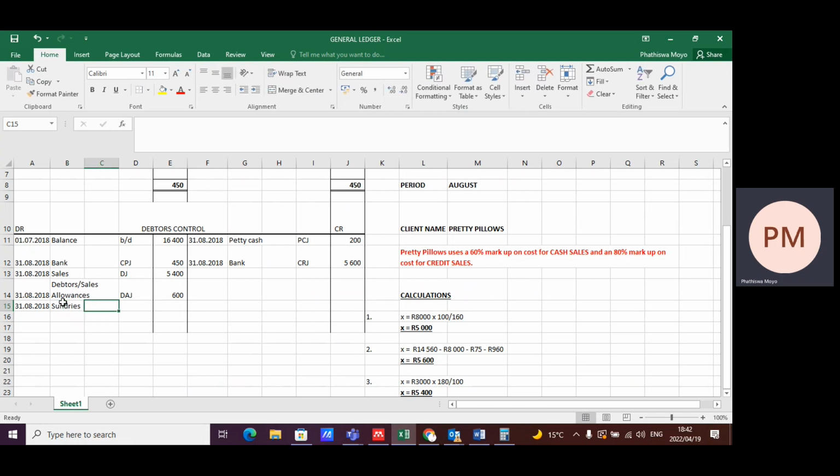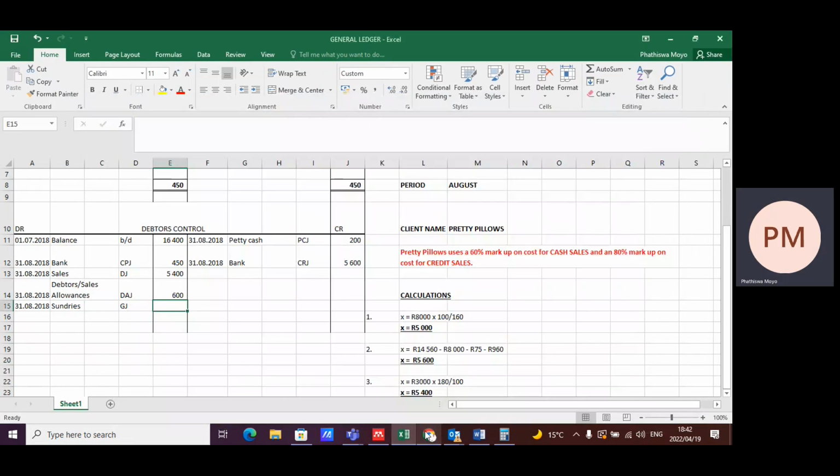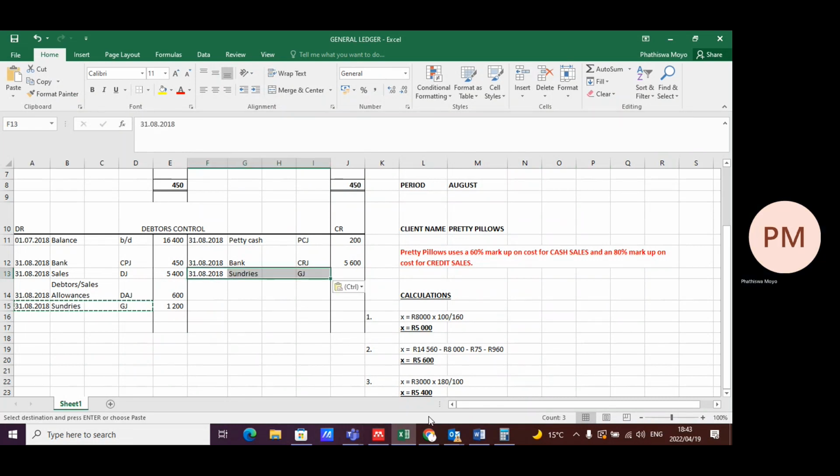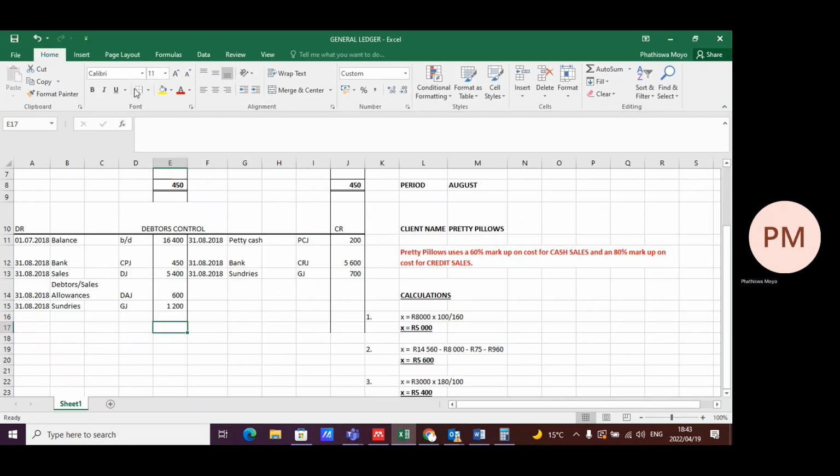So GJ in the debit, we had 1,200. On the credit, we had 700. Did I miss out anything? No. Correct me if I'm wrong.